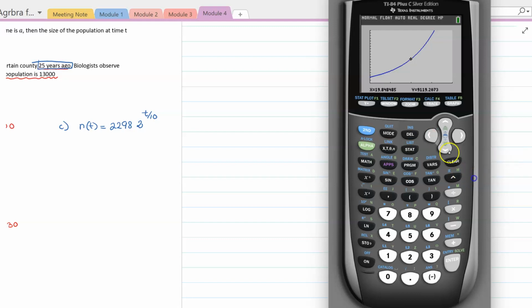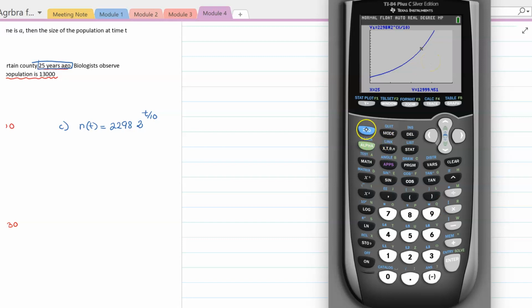And so this is our graph. Let's take a look at the initial intersection. We can calculate a value and see what happens when x equals 30. That is y. When x equals 25, it's about 13,000.